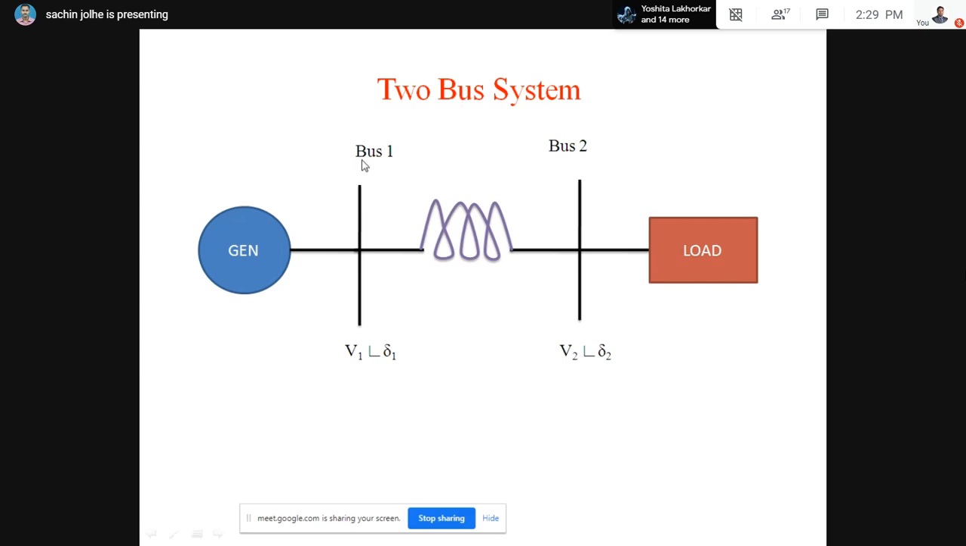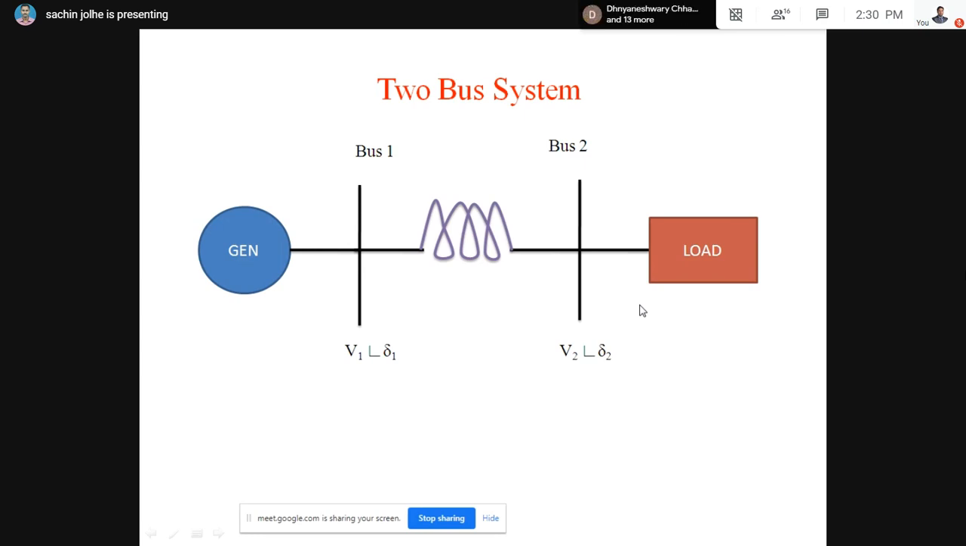And to connect bus 1 to bus 2, we are using a transmission line, and we are considering only the reactance here, whatever it is; we have to lump it and take it into consideration. Now, when I'm using this generator connected to this bus, we have to name it properly. So we will name it V1 at an angle of del 1, then V2 at an angle of del 2, whatever the difference will be. And we are actually feeding to this.